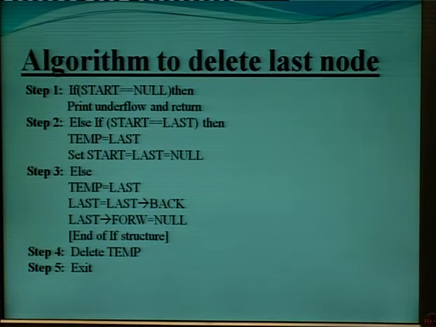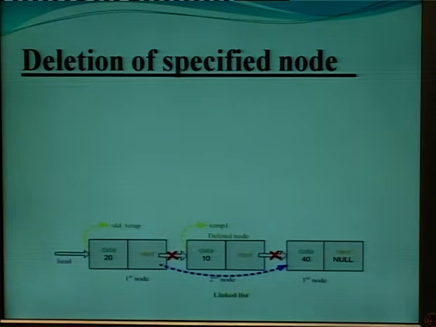That else part contains temp is equal to last, whatever the last pointer variable is stored in the temp variable, and the last pointer value is set to the back pointer of that node. Whatever the back pointer value of that node contains is assigned to the last pointer, and the forward pointer value contains null. So the last node is deleted.